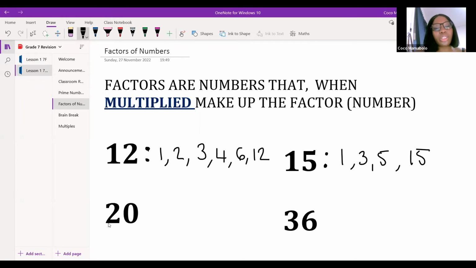All right. Let's look at 20, guys. What are the factors of 20? Now, I hope you guys are noticing how I'm actually laying them out with a comma in between each number. So that's what I want you guys to do in the chat. When you're putting out the factors of 20, make sure you put them in a line from smallest to biggest. Okay, I'll give you guys a second. You guys have 30 seconds to write down all the factors of 20 for me. Pop your answer in the chat.